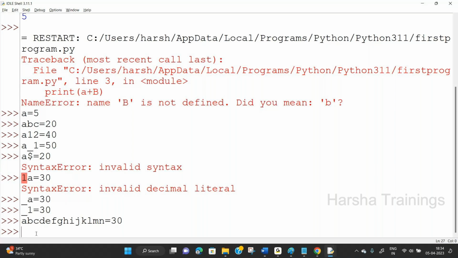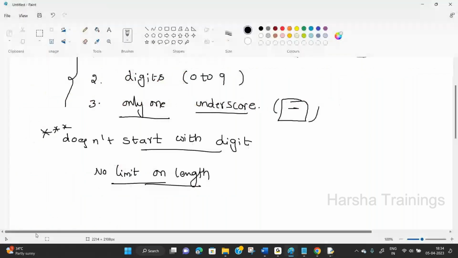Generally, we are not preferred to use. According to the program, you are using the variable. Depending on the requirement, depending upon the program, you are using the variable. Anyway, there is no limit.